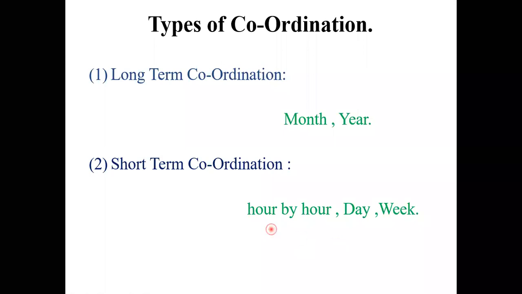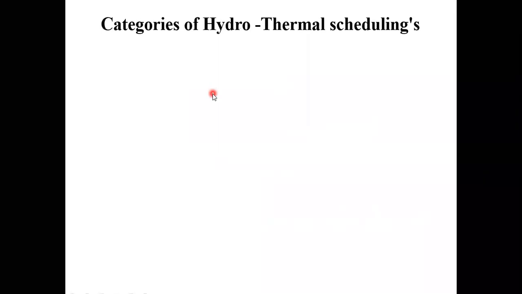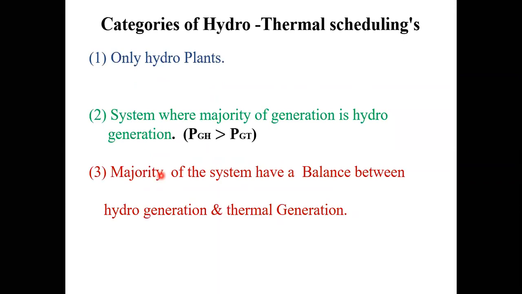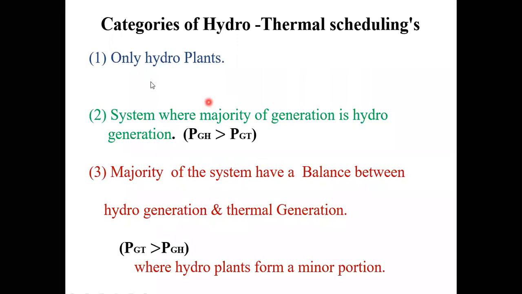And coming to the next one, categories of hydrothermal scheduling. Depending upon the energies, we can classify this hydrothermal scheduling into 3 different categories. The first one is only hydropower plants, and the second one is a mixture of hydro and thermal, and similarly the third one is also a mixture of hydro and thermal. But the difference is, when you are considering the first one, whatever the load energy is there, the total load energy is to be supplied by only hydropower plants.